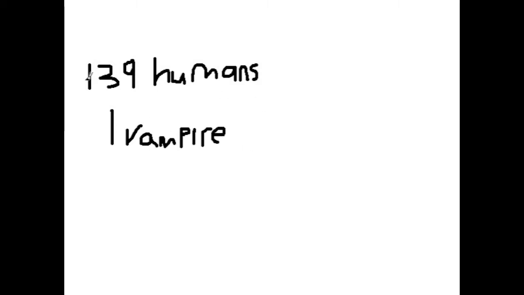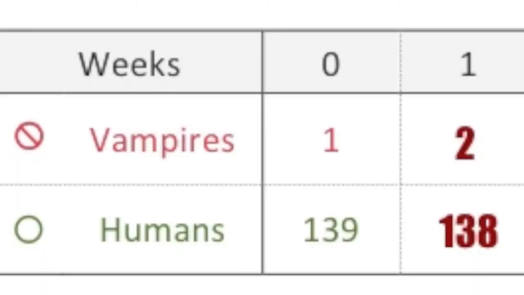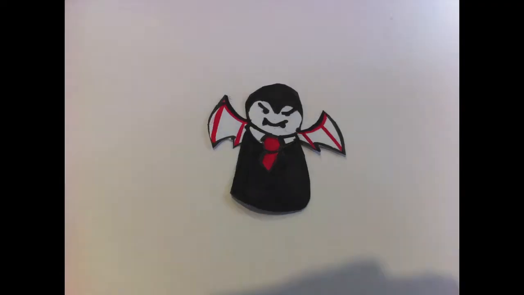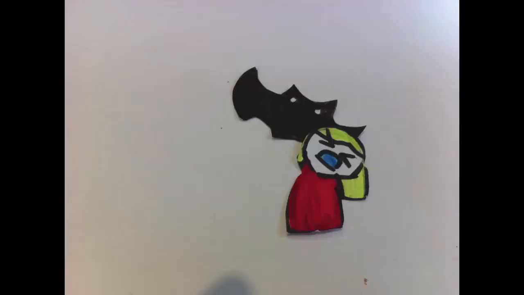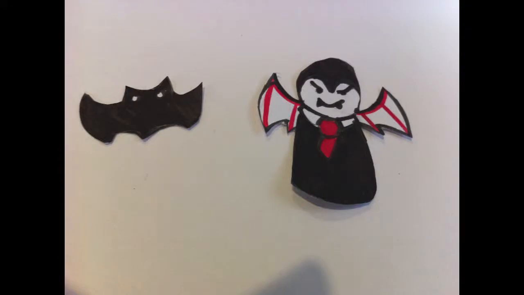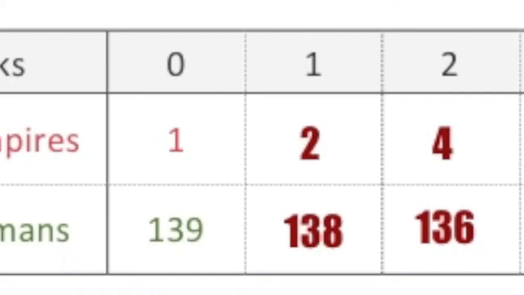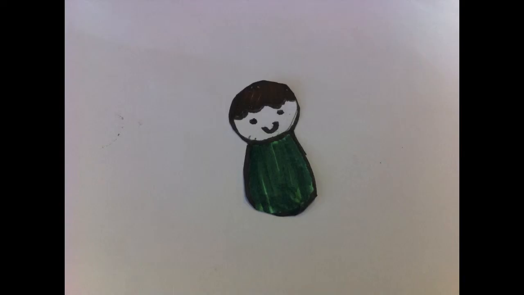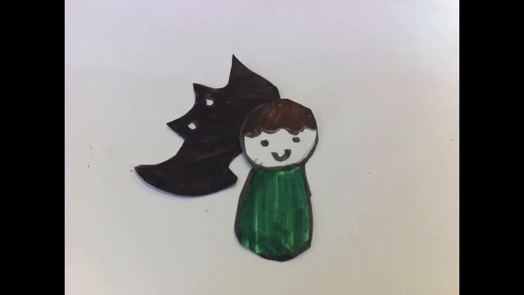Then, in the second week, one vampire would bite one human, so there would be 138 humans and two vampires. The graph would look like this. In the third week, there should be two vampires, so that they each bite one victim and there will be four vampires at the end. That leaves 136 humans and four vampires. And this will just keep happening and happening.